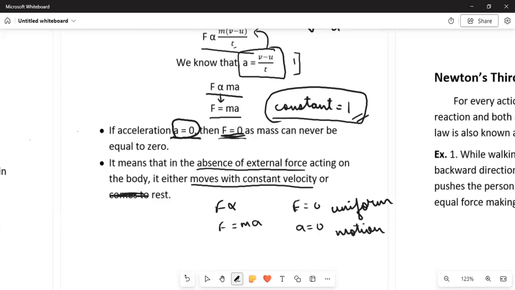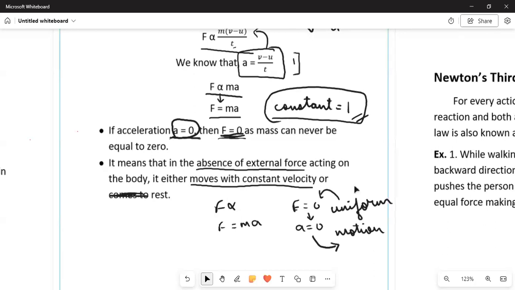Uniform motion is possible when force is equal to 0. When force is equal to 0, our acceleration is also 0. As acceleration is 0, there is no change in the velocity, and whenever there is no change in the velocity, we always experience a uniform motion. Or if there is no motion happening, the body will always be in the state of rest. Okay, I hope it is clear now.